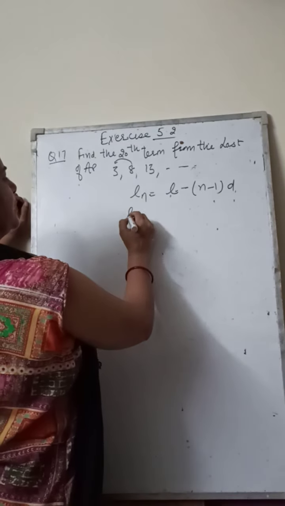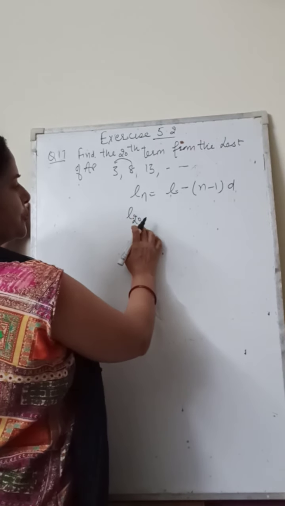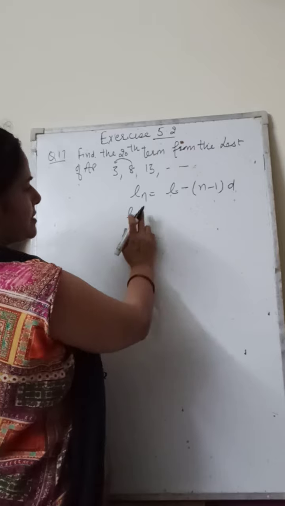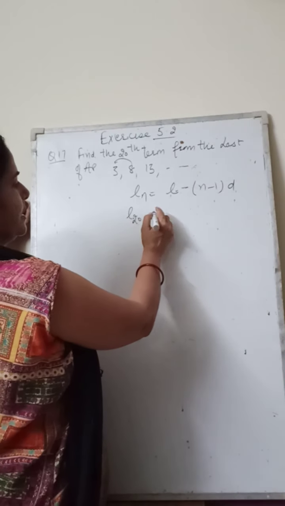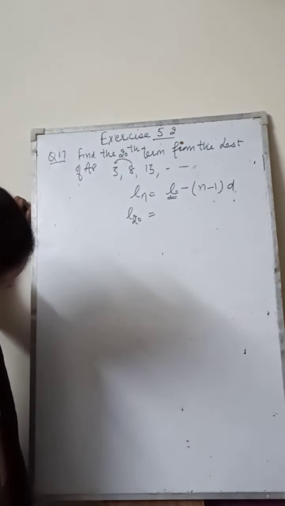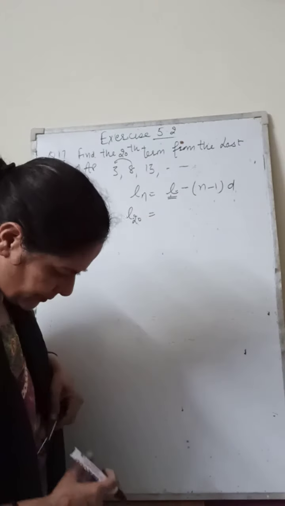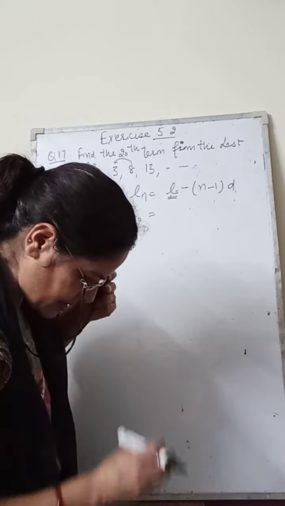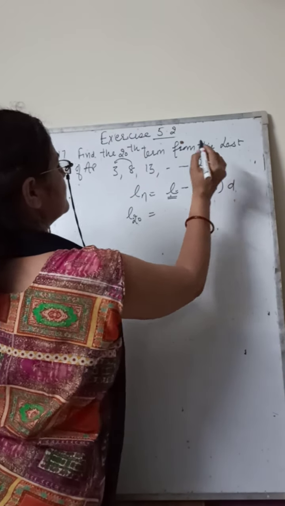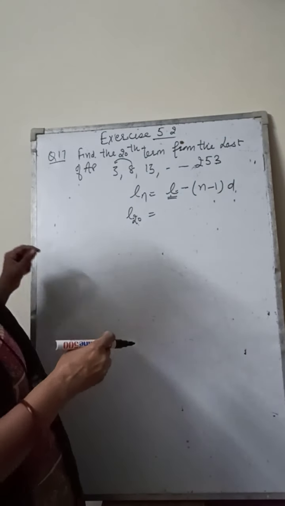Now you have to find the 20th term from the last. So you have to find L20. 20th term from the last means L20 is equal to the last term. Here the last term is also given to you. It is 253. Clear? 253 is the last term.